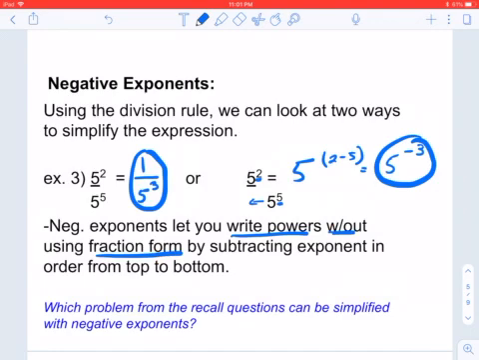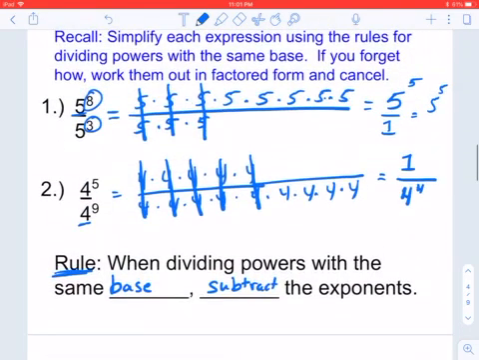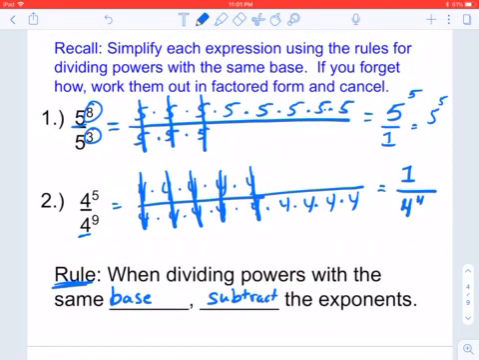So let's go back for a minute. Which problem from the recall questions that we just did in the previous slide can be simplified with negative exponents? Let's go back and look. So basically, we're trying to see which one of these problems has powers left over in the denominator. Is it problem number 1 or problem number 2? Yeah, obviously it's problem number 2.